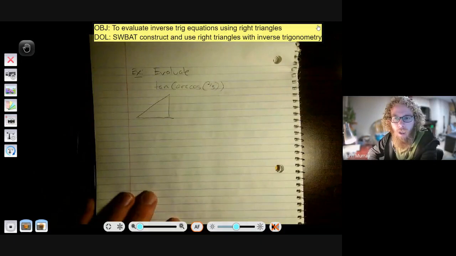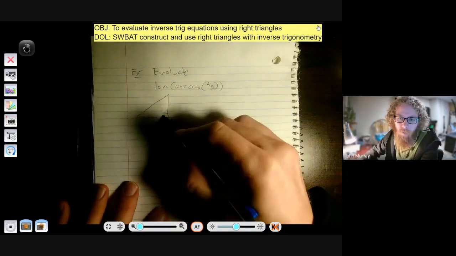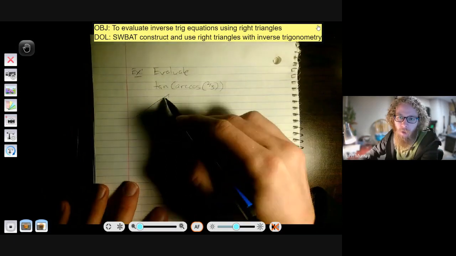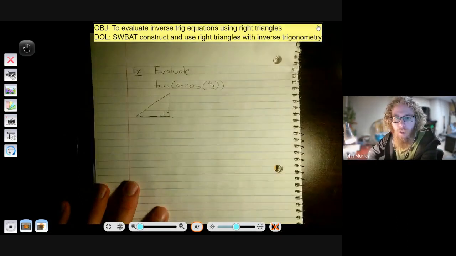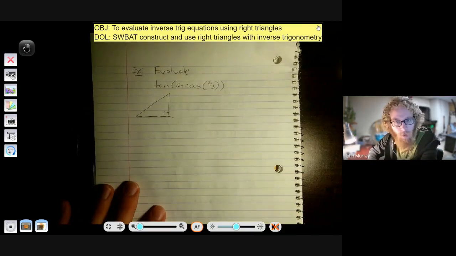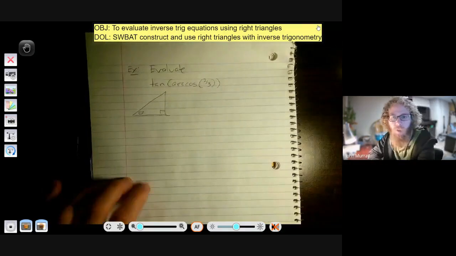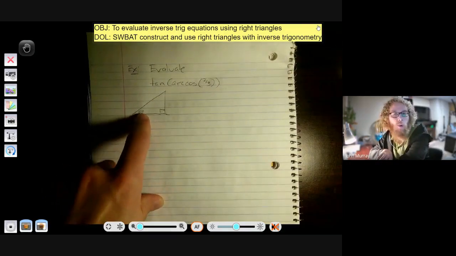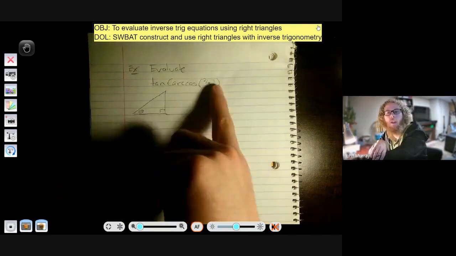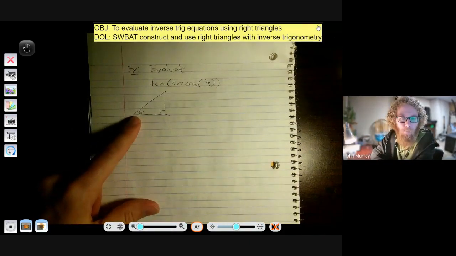Now, they don't tell us what angle I'm looking at. I could be looking at this angle here. I could be looking at this angle. And in all reality, it doesn't matter which angle it is. So you can pick whatever angle you like. I usually like picking down here. So I'm just putting this here as a place marker. There's no theta up here. This is just kind of a reference point.